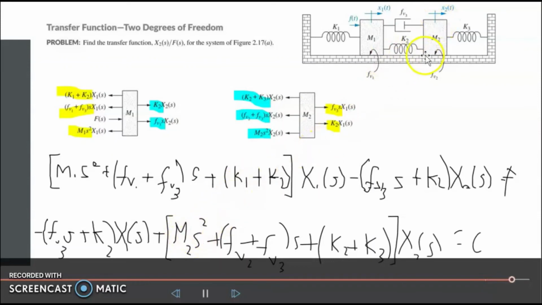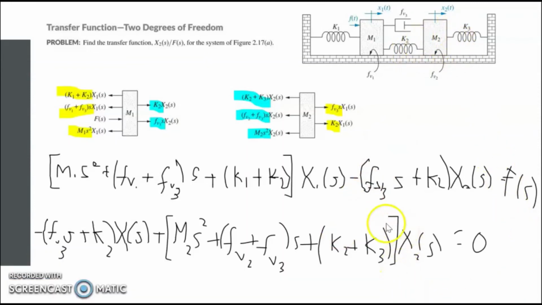So there's mass M2, and then there's a damper as well as the friction on the surface, and then there are springs K2 and K3. All of these are relative to the displacement of X2, and they equal 0 because there's no input at M2, at the object M2.